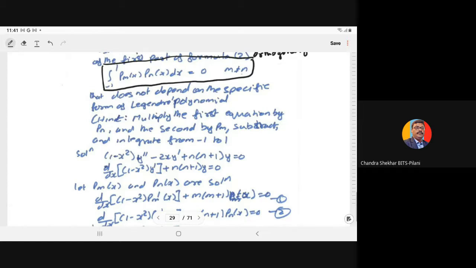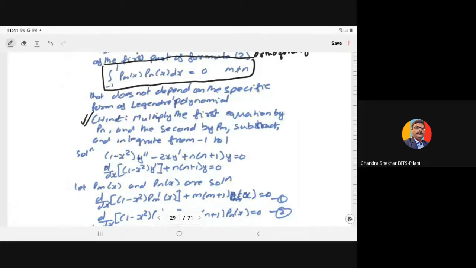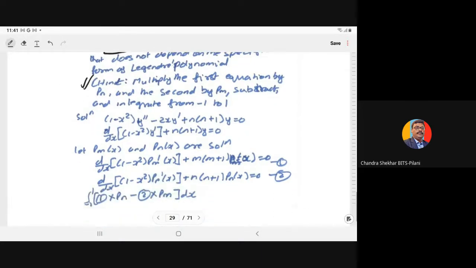Now a hint, in the question only they have given the hint: multiply the first equation by Pn and the second equation by Pm, subtract, and integrate from -1 to 1. That hint they have already given in the question. So what is the solution? Already we have discussed a few things. The original Legendre equation is (1 minus x square) y double dash minus 2xy dash plus n into (n plus 1) y is equal to 0. That can be written as d/dx of ((1 minus x square) y dash) plus n into (n plus 1) y is equal to 0.